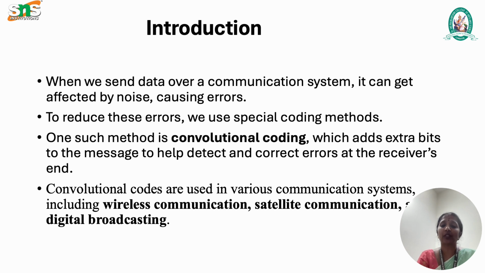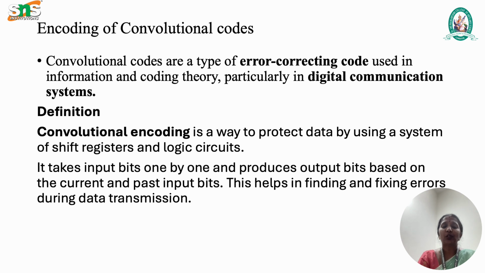Where are we using these convolutional codes? They are basically used in wireless communication, satellite communication, and digital broadcasting. The basic purpose of using this convolutional code is that it is a type of error correcting code. It is used in information and coding theory, particularly in digital communication systems. So what will you write about the definition? In order to protect our data, by using a system of shift registers and logic circuits, here we give only one input bit at a stretch and it will produce two output bits based on the current and the past input bits, in order to find and fix the error during data transmission.